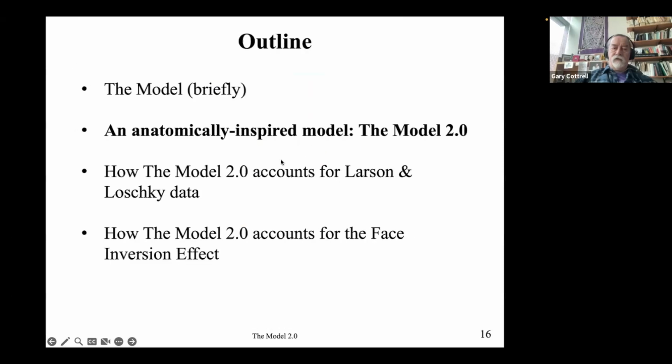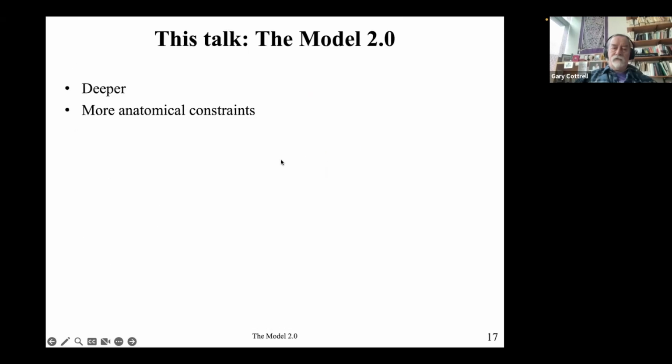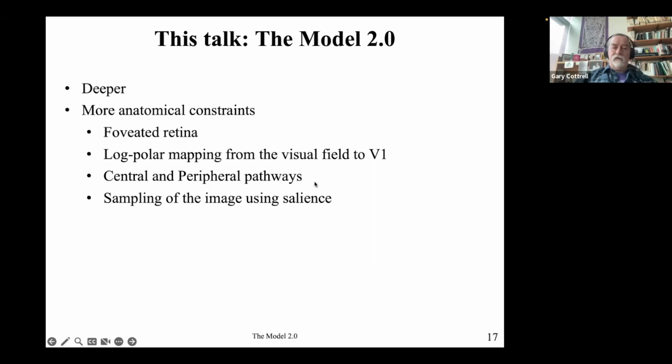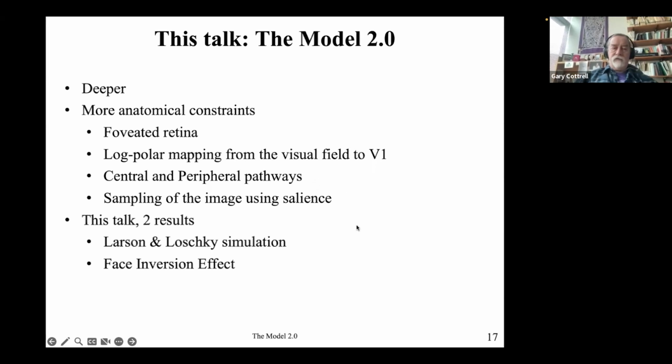And so the new model, the model 2.0, is deeper and has more anatomical constraints. It has a foveated retina, the log polar mapping from the visual field to V1, central and peripheral pathways, and sampling of the image using salience. So in this talk, I'm going to talk about two results with this model: the simulation of some behavioral data by Larson and Loschke, and the face inversion effect.